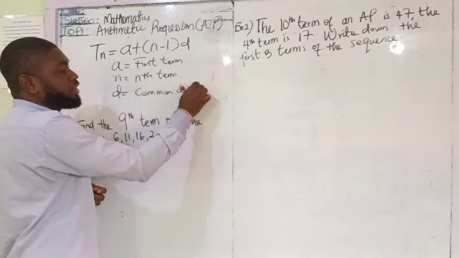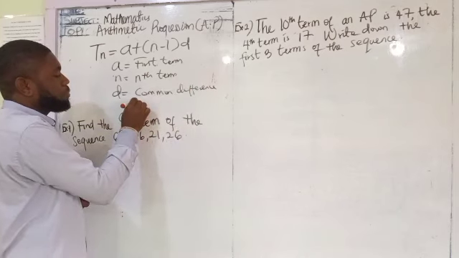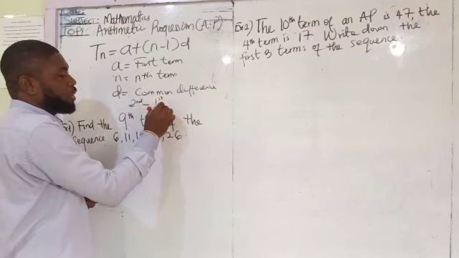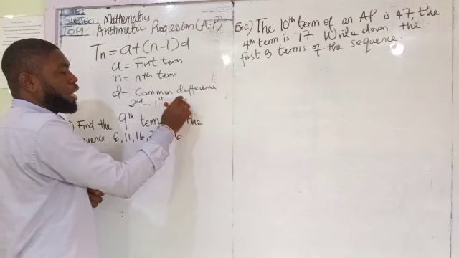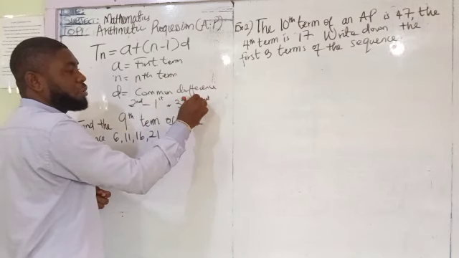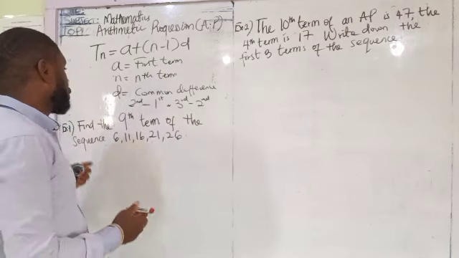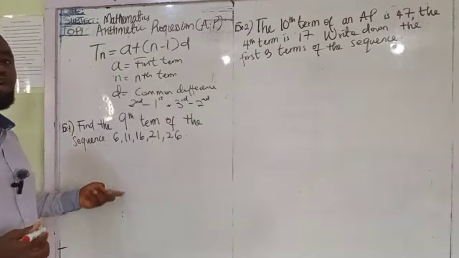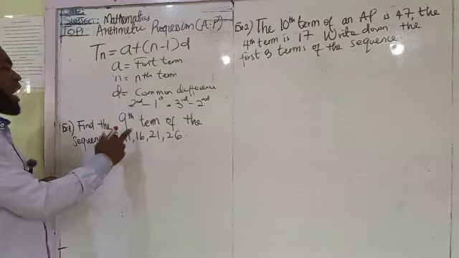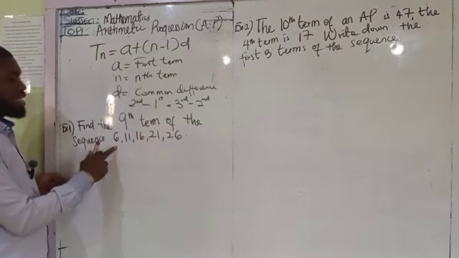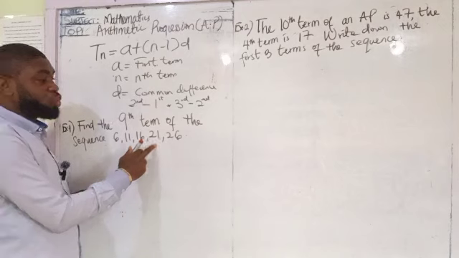To get your common difference, you do your second term minus your first term, or your third term minus your second term, your fourth term minus your third term, as the case may be. So I'm going to start with a simple, common example of AP here. Find the ninth term of the sequence 6, 11, 16, 21, 26.